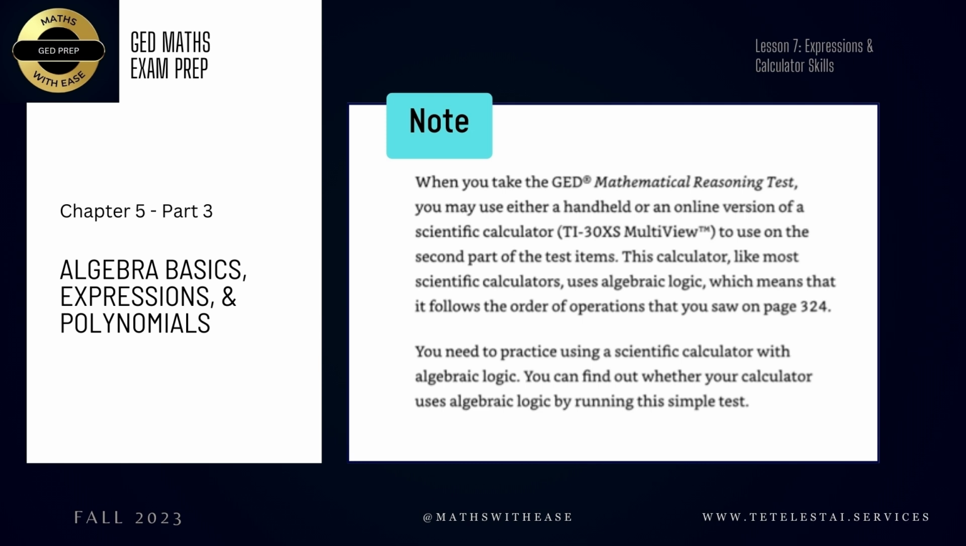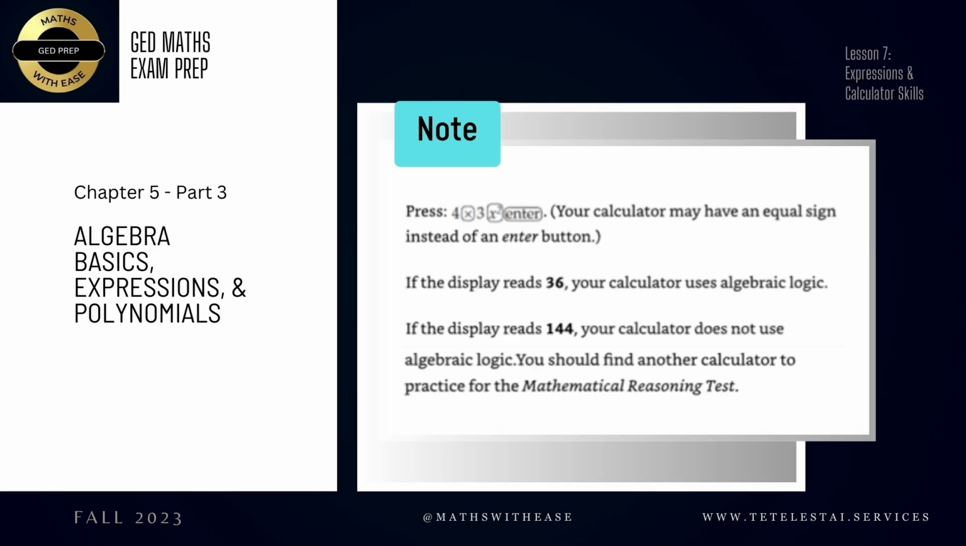You can find out whether your calculator uses algebraic logic by running a simple test. Try pressing 4 times 3, then the x squared button, and then press enter, or your calculator may have an equal sign. Mine has both an enter and an equal sign. If the display reads 36, then your calculator uses algebraic logic. If it reads 144, it's not using algebraic logic, so you should find another calculator to use. This is just something for you to test what kind of logic your calculator is using.